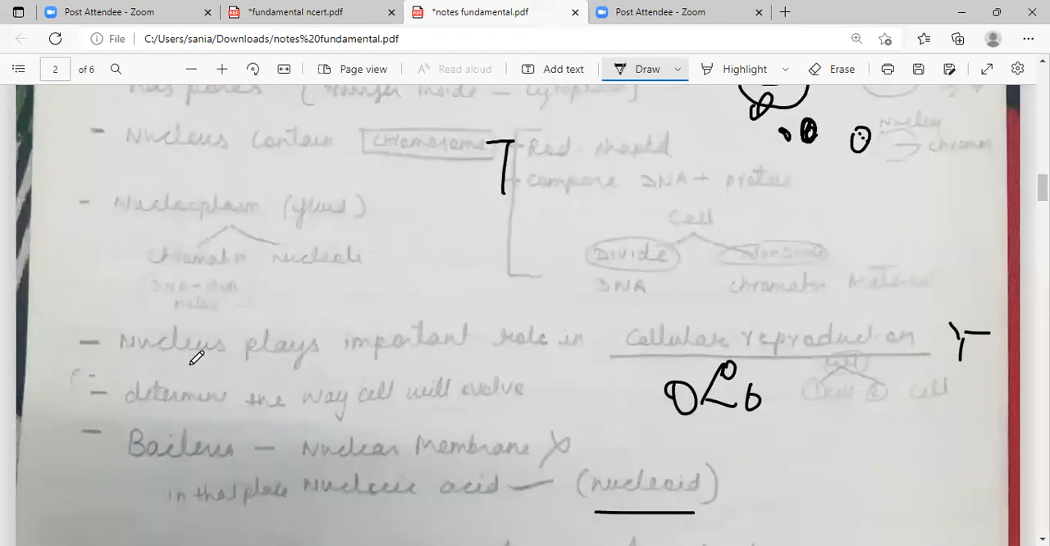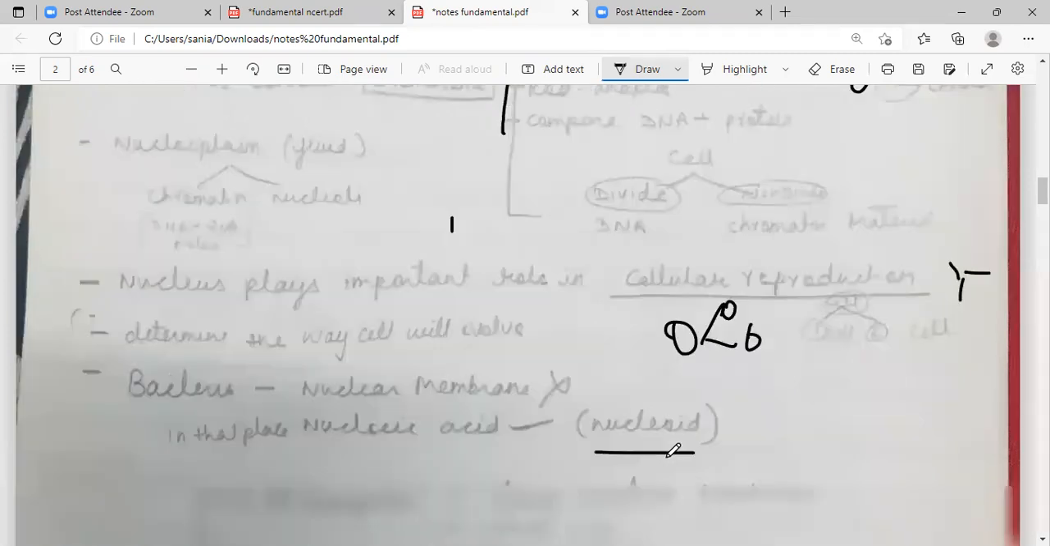Next, what is the role of the nucleus? Why is the nucleus there? When we were discussing the plasma membrane, I already told you it provides rigidity, plus it helps in transferring things like osmosis, diffusion and all that. Similarly, the nucleus plays an important role in cellular reproduction, right? It determines the way a cell will develop. Means if a cell is being divided into two parts, it determines how the cell will look, what will be the shape of the cell, what will be the size of the cells. And next, bacteria are organisms which don't have a nuclear membrane, and in place of a nuclear membrane they have nucleoid. Clear?